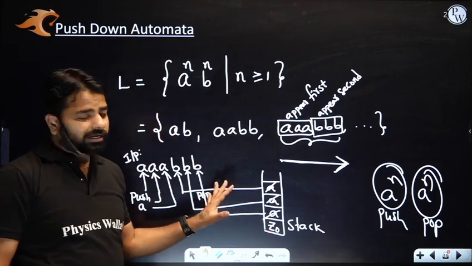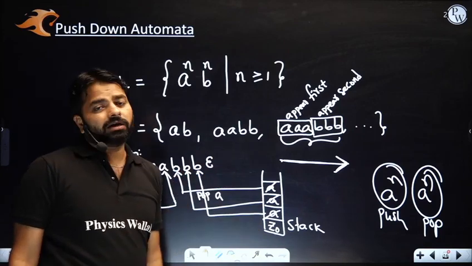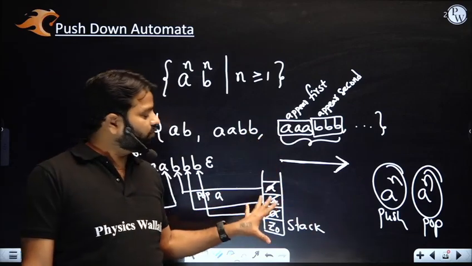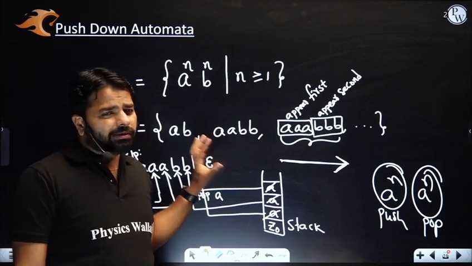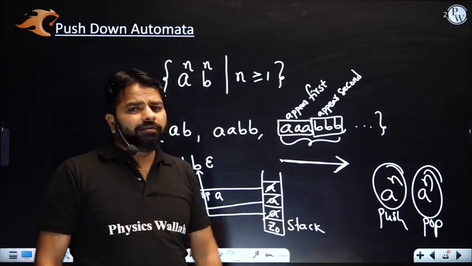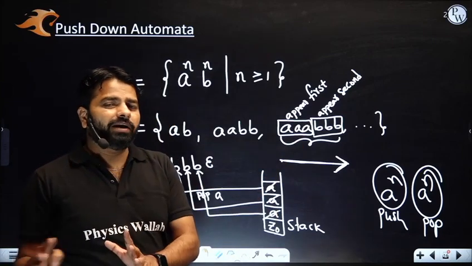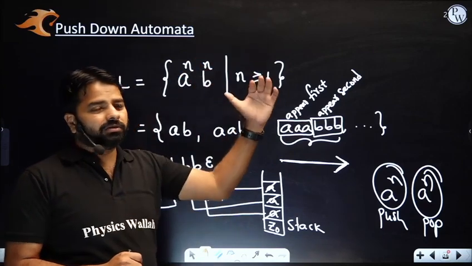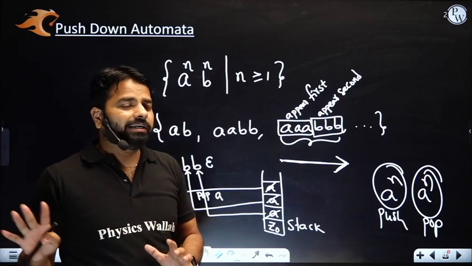And when the end of the string comes, when nobody is left, then Z naught is on the top of the stack. So there you will go to final. Maybe you use some special end-of-input symbol like dollar, but you know that it's the end of the input, like finite data. We never keep an end-of-input symbol, right? But still, when you halt in final, you will know that's the end of the input because there's nothing left in the input. So you can decide you are halting at the right state.